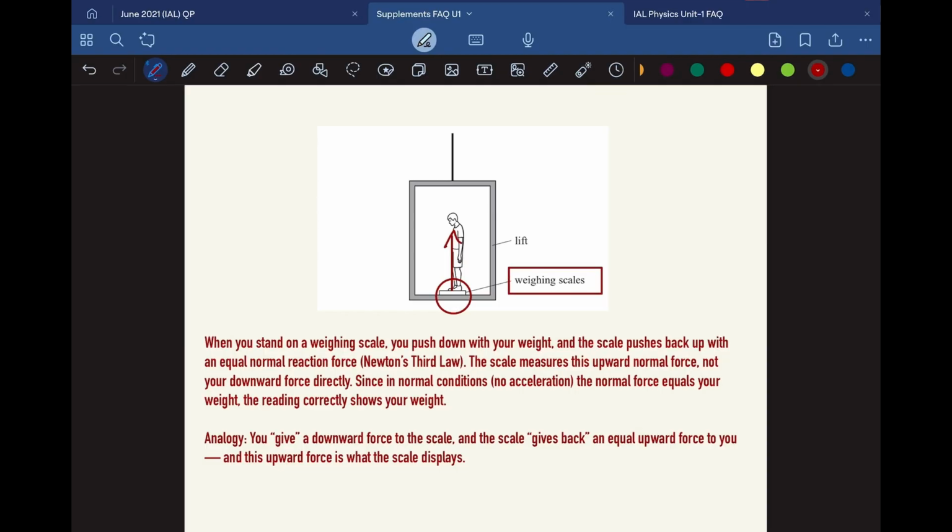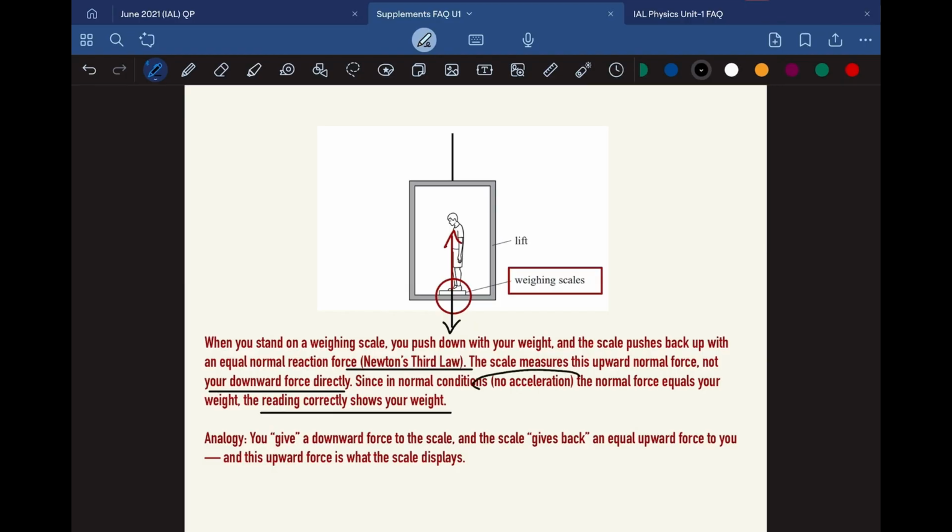You can see I have written the note right here. It says when you stand on a weighing scale, you push down with your weight, and the weighing scale pushes back up with a normal reaction force according to Newton's third law. You can use an analogy: you are giving your weight to the weighing scale, and the weighing scale is giving you the normal reaction force. The scale measures this upward normal force, not your downward force directly. Since in normal conditions, with no acceleration, the normal force equals your weight, the reading correctly shows your weight.